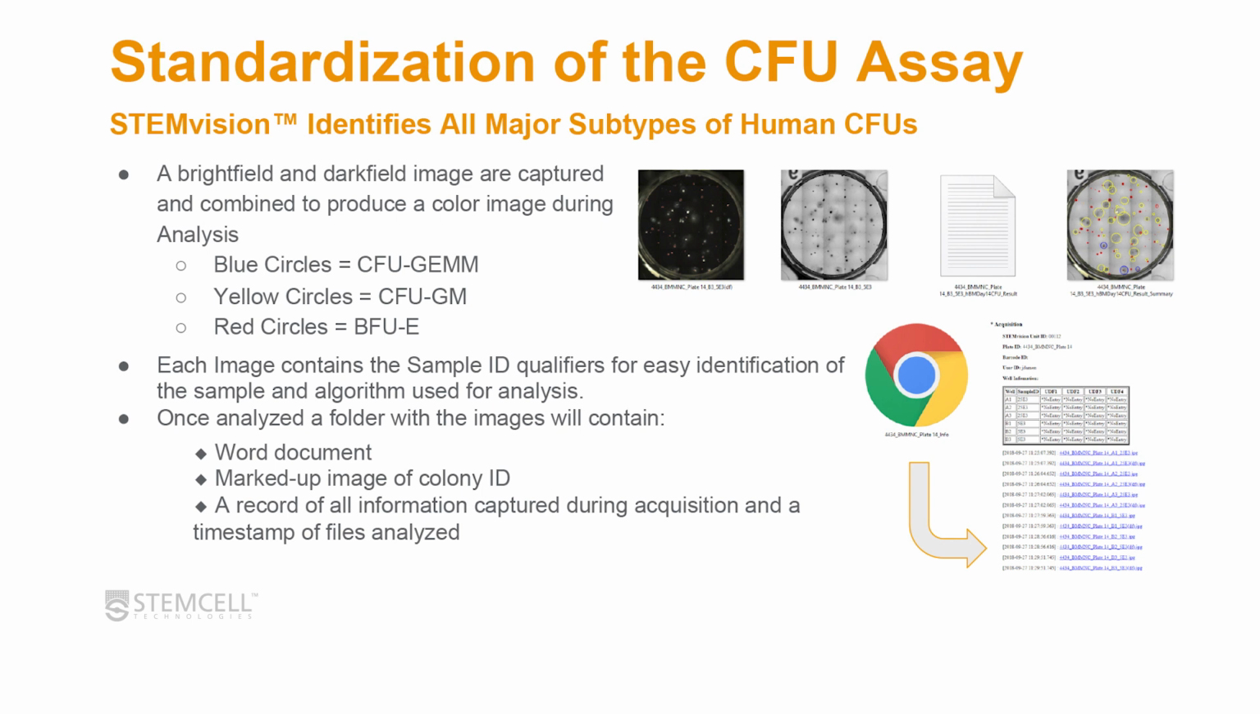It gives you these images. As I mentioned, you first take images with the STEMVision, and then after analysis, you get a data sheet that gives you the numbers as well as a marked up image that you can review. Every one of these has a sample ID qualifier for easy identification of what the sample was, and that depends on what you put in. Once analyzed, you get a worksheet.